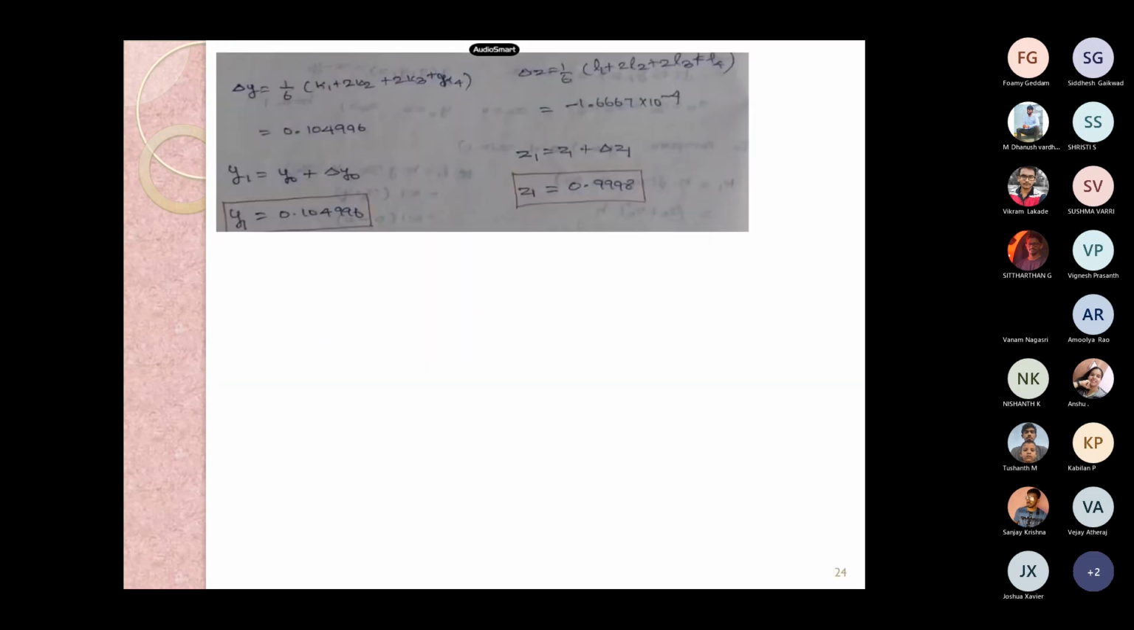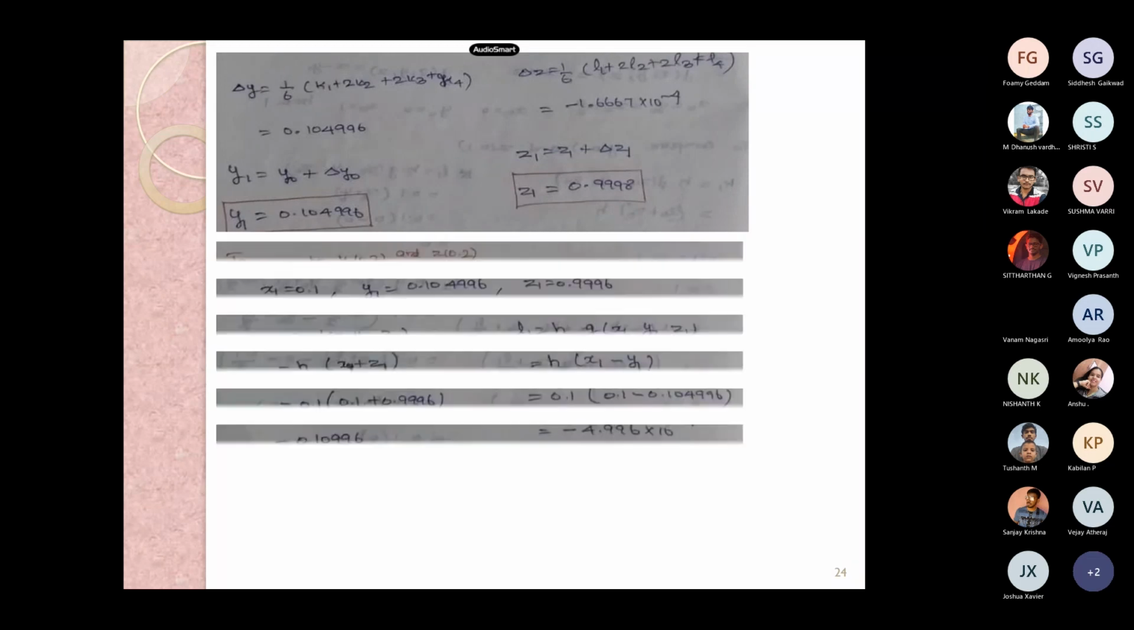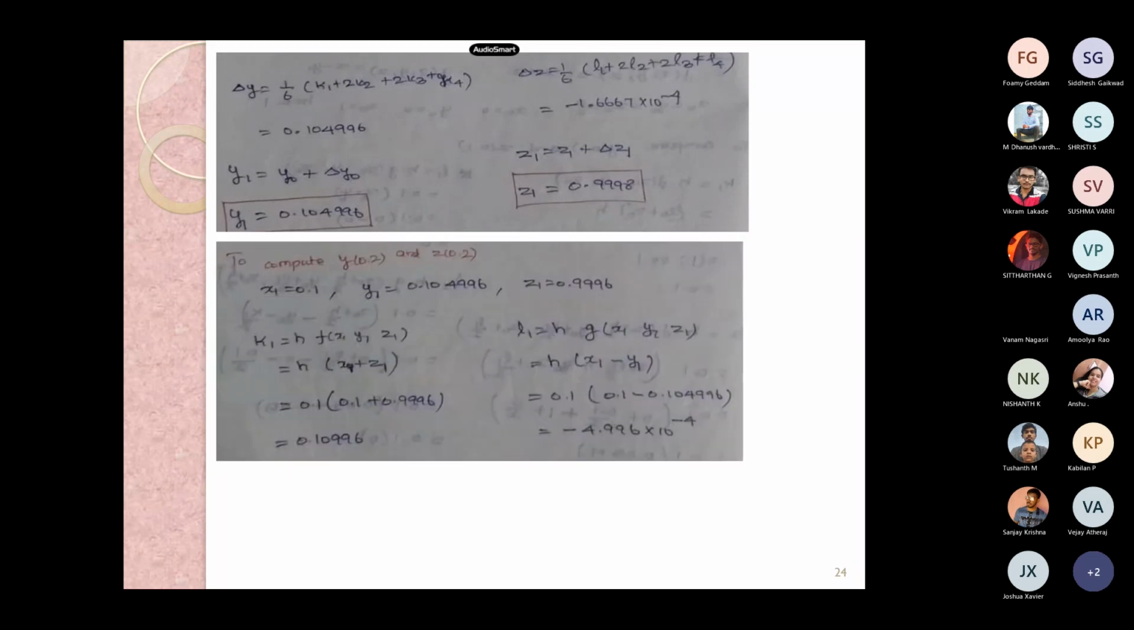Delta y is equal to 1 by 6 into K1 plus 2K2 plus 2K3 plus K4, which is 0.104996, and delta z is equal to minus 1.667 into 10 power minus 4. So our y1 is equal to 0.104996 and z1 is equal to 0.9998. Similarly, you have to find the value of y of 0.2 and z of 0.2.